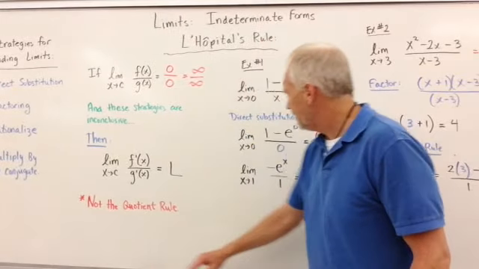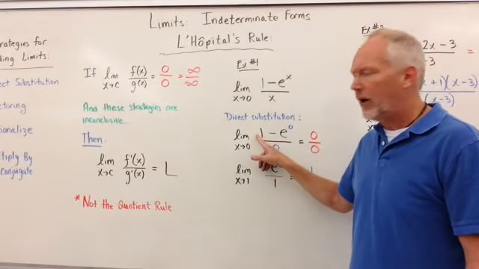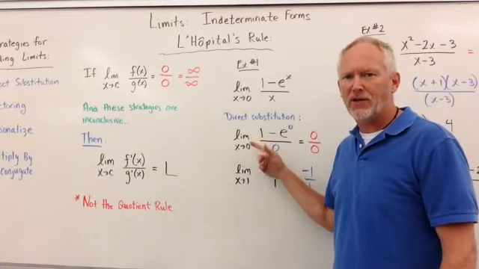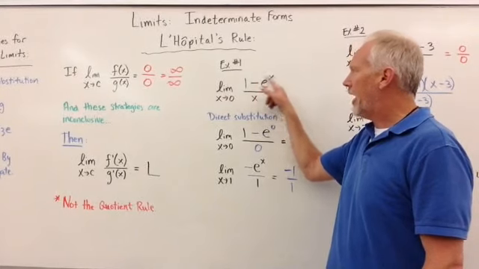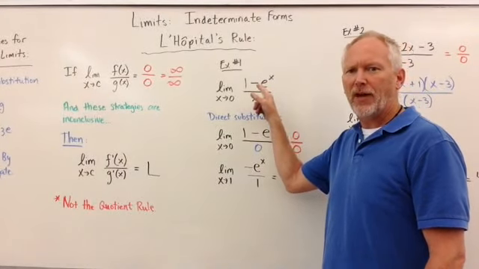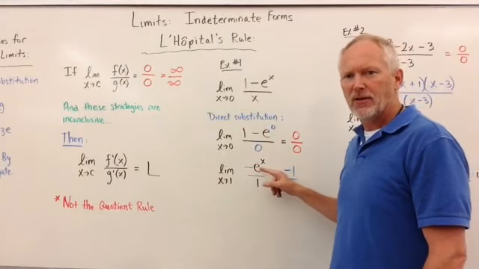See what happens. If I take the derivative of the numerator, well, the derivative of 1 is just 0. Then we have negative e to the x. Well, the derivative of e to the x is just e to the x. So we get negative e to the x. Okay?